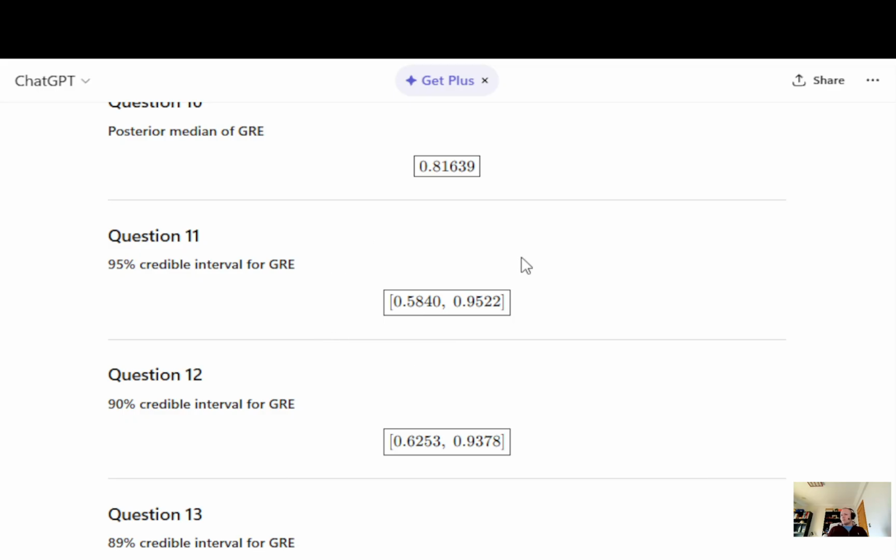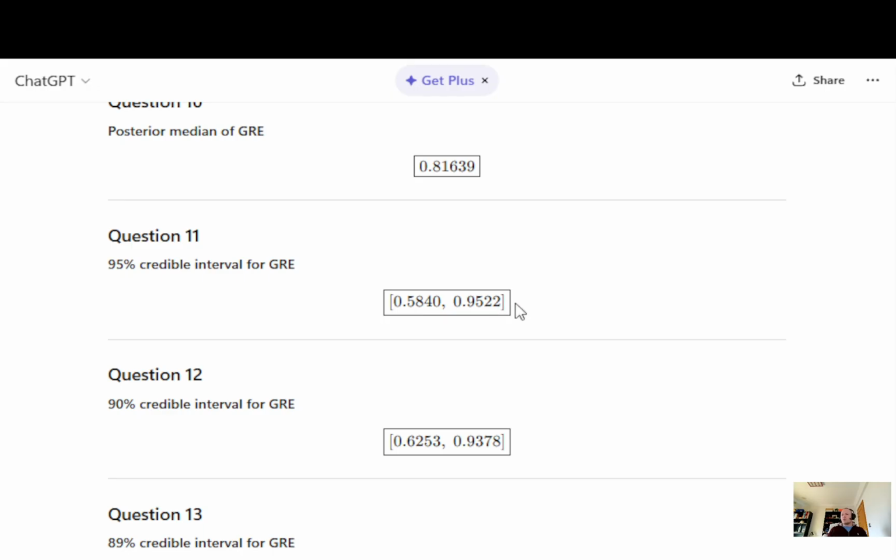And well, in the paper that I recently published on the GRE, I argue that values around 0.55, 0.65 and 0.75 are associated with small, medium and large differences. So this interval also lies entirely above 0.55, for instance.